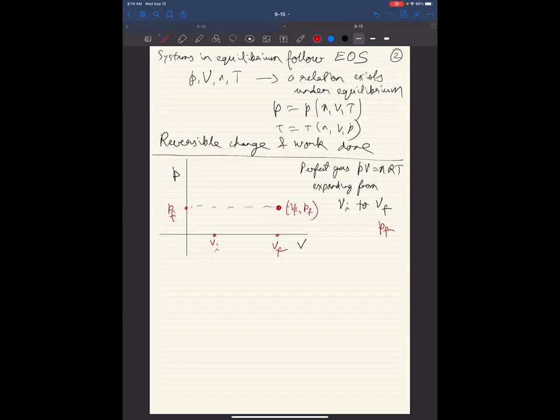So my first question for you is, what should have been the initial pressure of the gas? Assuming everything is perfect and reversible, what can we say about PI? Should it be more than PF or smaller than PF? Why?